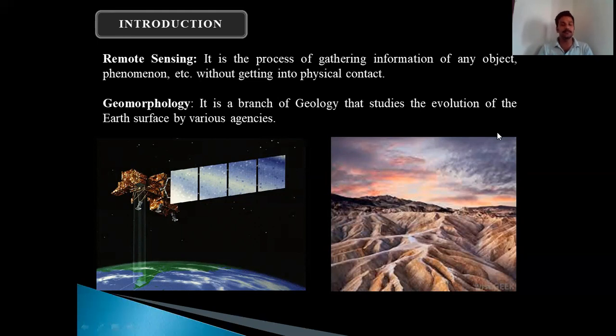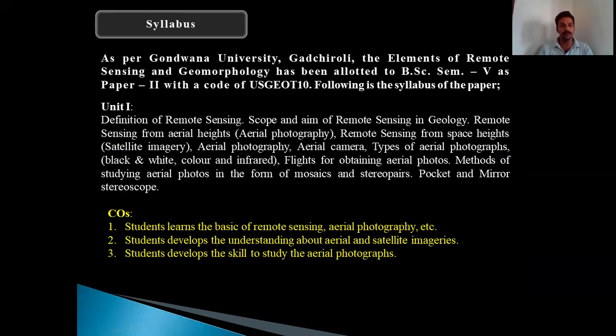So let us discuss the syllabus. As per Gondwana University Gadchiroli, the elements of remote sensing and geomorphology has been allotted to BSc Sem 5 as paper 2 with a code of USGEOT 10. Following is the syllabus of the paper. Unit 1. Definition of remote sensing, scope and aim of remote sensing in geology, remote sensing from aerial heights, remote sensing from space heights.